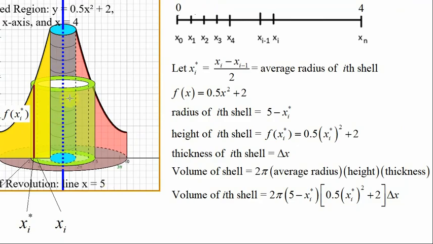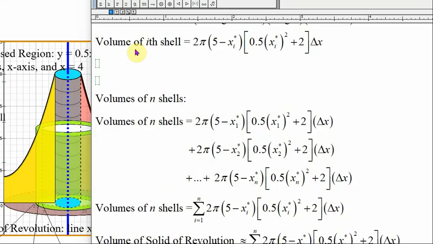The volume of this ith shell is 2 pi times the average radius times the height times the thickness. The average radius is 5 minus x sub i star. The height, which is f of x sub i star, is 0.5 x sub i star squared plus 2. And the thickness of this shell is delta x. And so this is the volume of the ith shell.